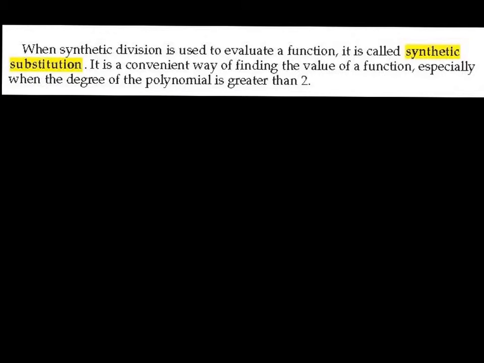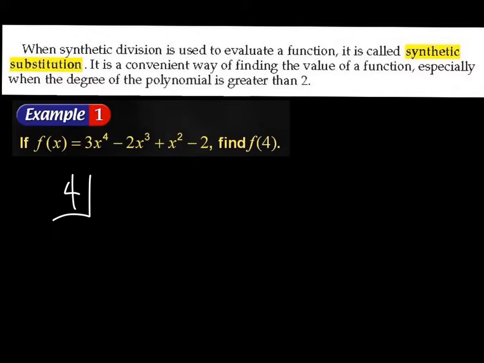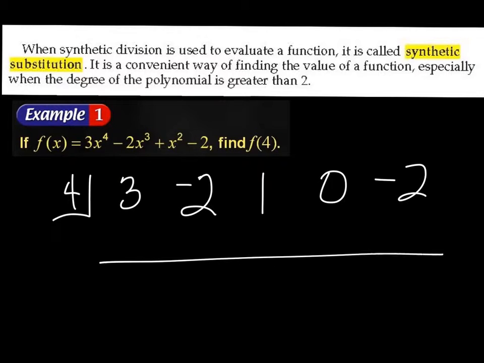It is a convenient way of finding the value of a function, especially when the degree of the polynomial is greater than 2. And remember, when setting up synthetic division, we start with our highest exponent, and this is written in descending order. And we count down, so there's 4, and negative 2 is the coefficient of x cubed. 1 is the coefficient of x squared. There isn't an x, so I need a 0 for a placeholder, and then negative 2 is my constant.